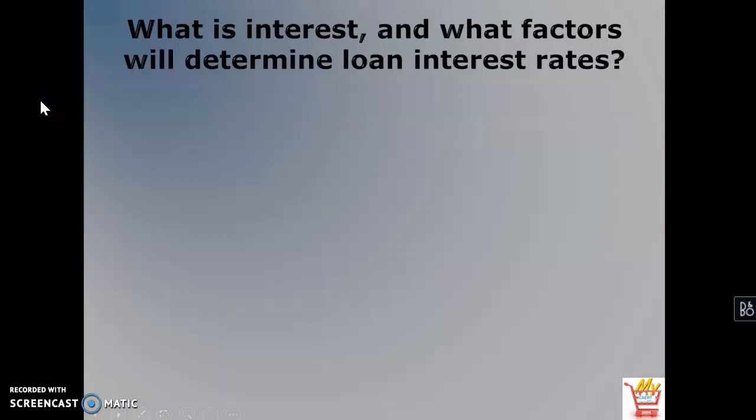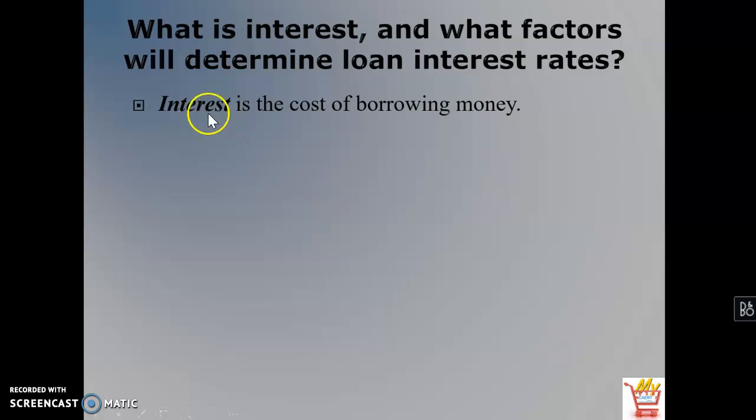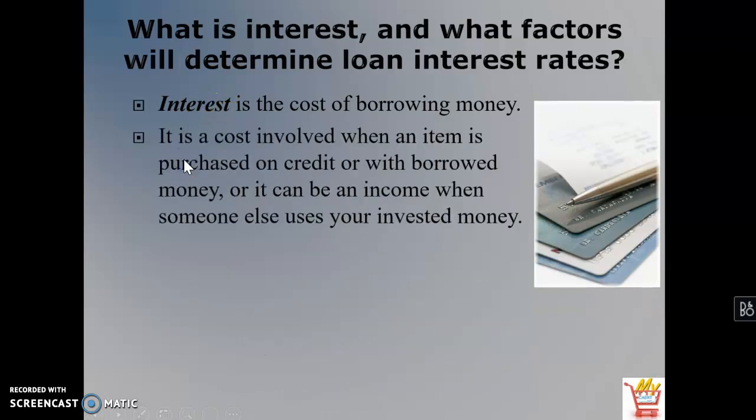So first of all, what is interest and what factors determine loan interest rates? Interest is simply the cost of borrowing money. Most institutions that loan you money, whether it's a bank or a credit union or the federal government, when they agree to loan you that money, they don't do it for free. They go into it with the intention of making money. Lending is a big business in the United States. There are many companies that are built around loaning money to both individuals and companies. And interest is the money that they charge you to loan you that money.